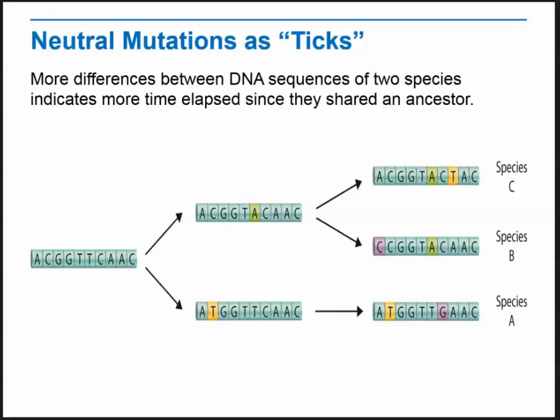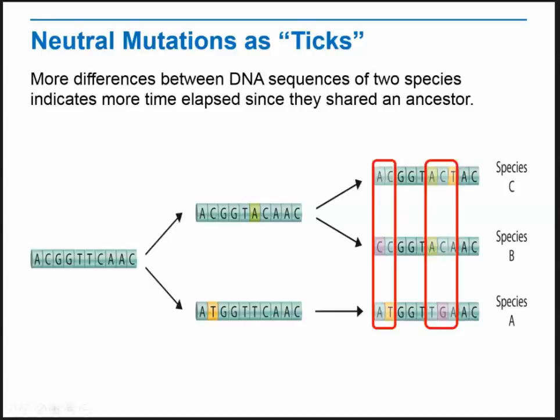So what evidence indicates that species C is more closely related to species B than to species A? Species B and C differ from each other by just 2 mutations, and they both differ from species A by 4 mutations.